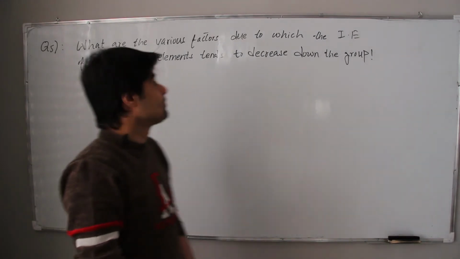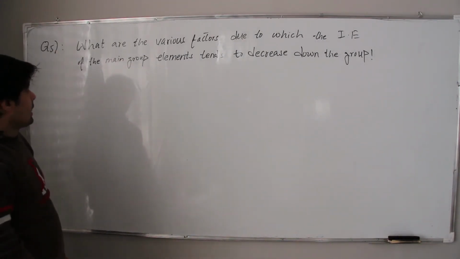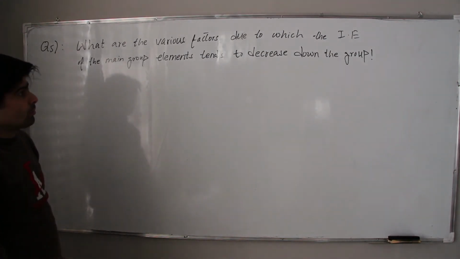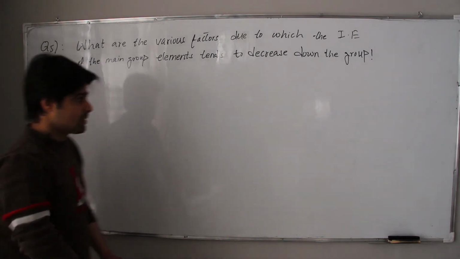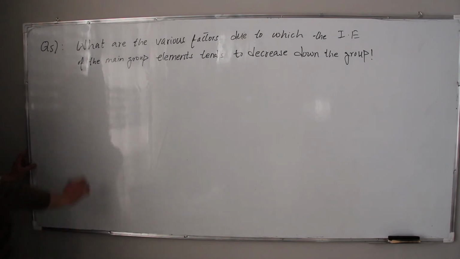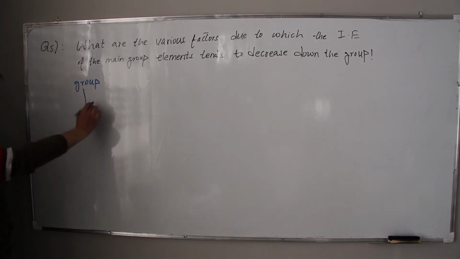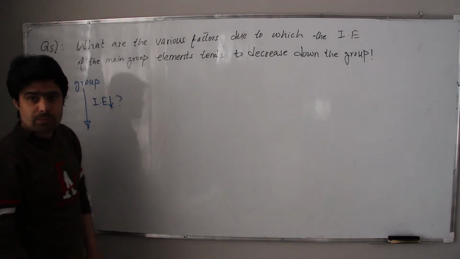Question number 5. What are the various factors due to which the ionization enthalpy of the main group elements tends to decrease down the group? Tends means they decrease down in the groups. What does it mean? Whenever you are going in a group from top to bottom, why is ionization enthalpy decreasing? I have explained this one in our previous lectures.